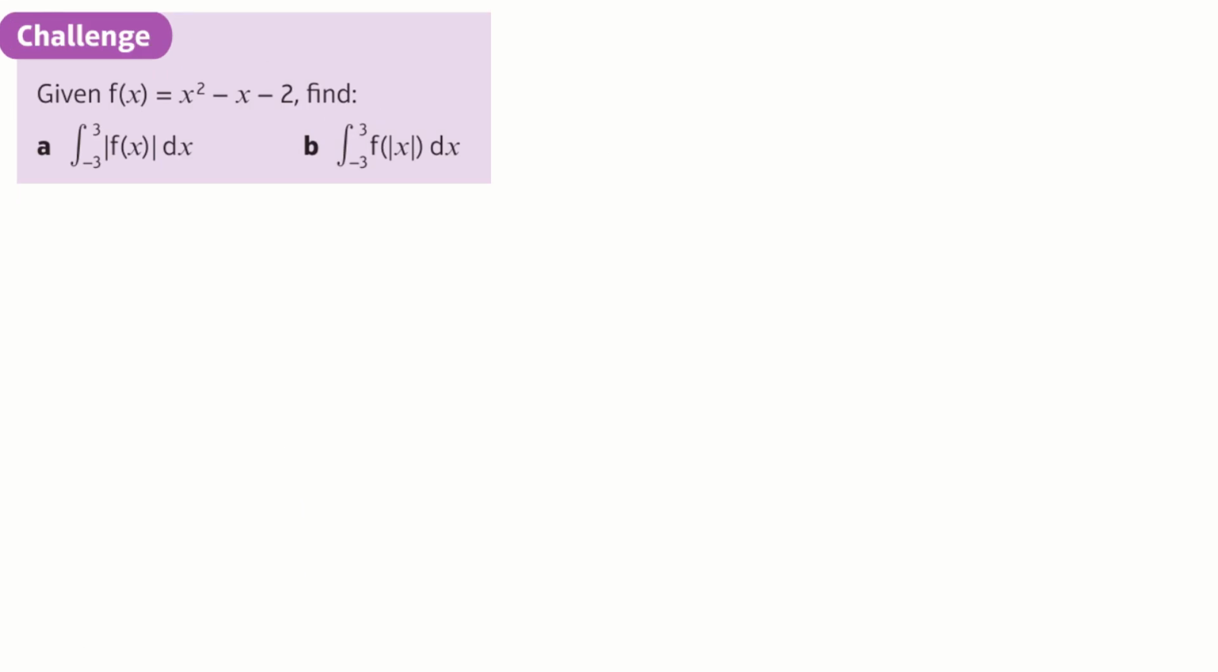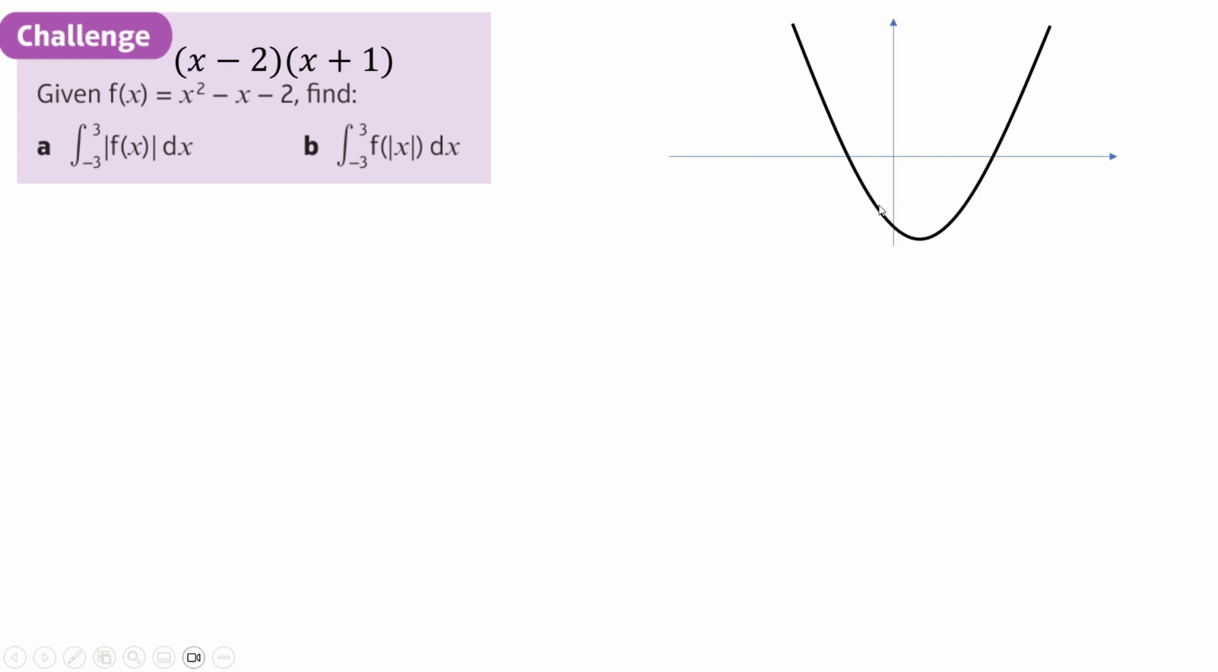The last question is about integrating mod functions. Basically, there's one rule here, which usually is that you never integrate a mod function. You just draw a picture. This factorizes to this, which means solutions 2 and minus 1. You draw a picture, and then you draw what the mod function looks like. In this case, because it's mod of the whole thing, the negative parts have to flip over to be positive. And so mod f of x looks like this.